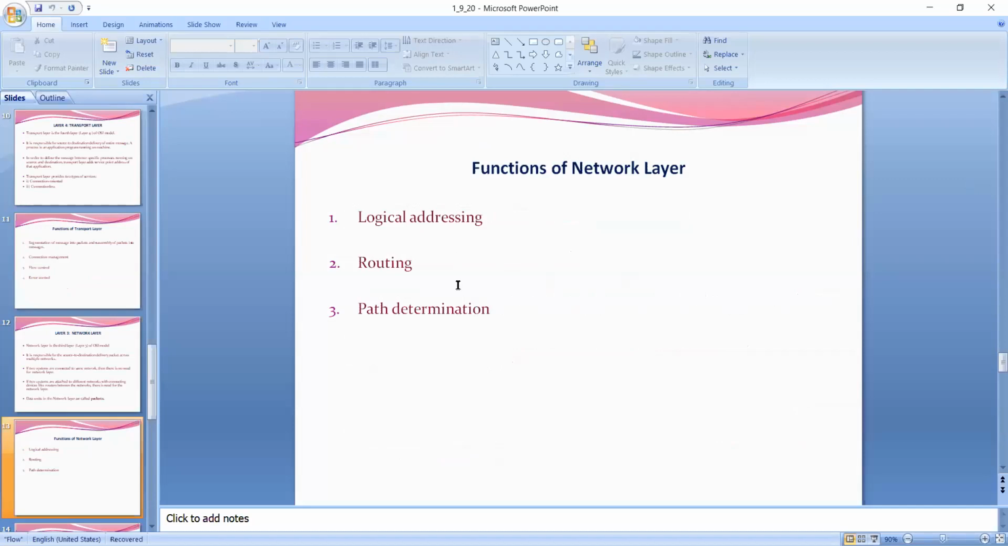Next, routing. Routing is a method of transmitting data in the form of packets from the source to the destination located in two different networks. Next, the third one, path determination. Path determination is choosing the best possible path for delivering data from the source to the destination. These are the functions of the network layer.